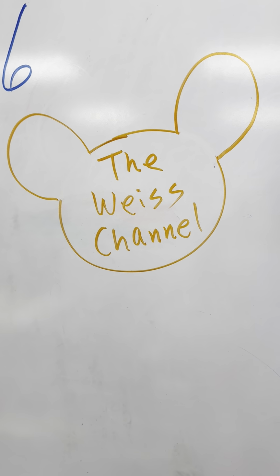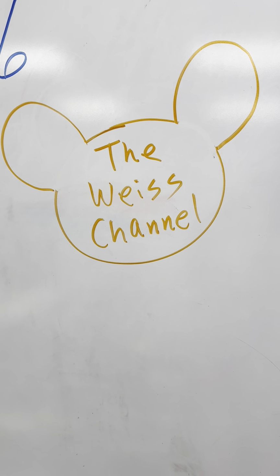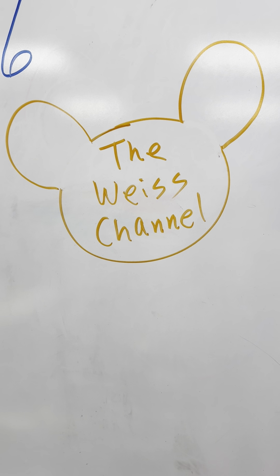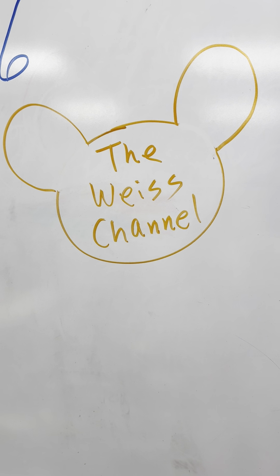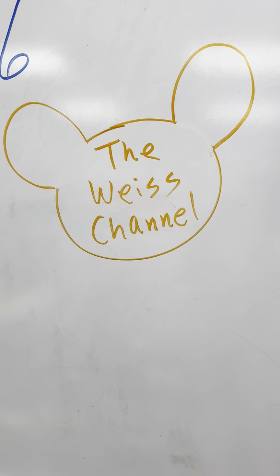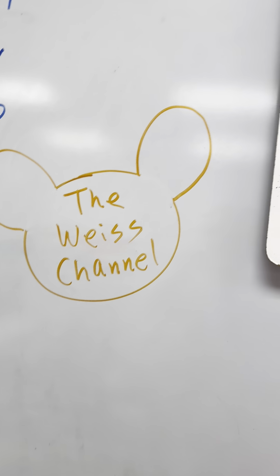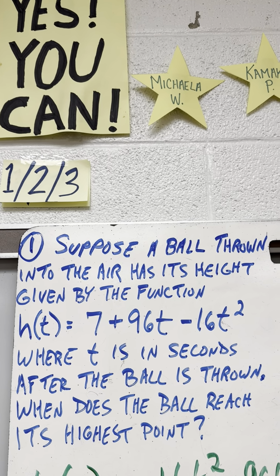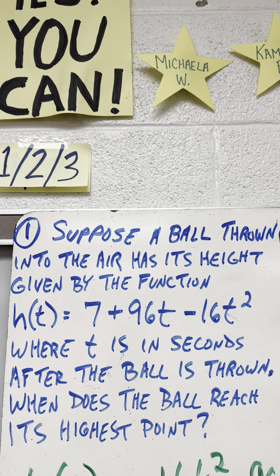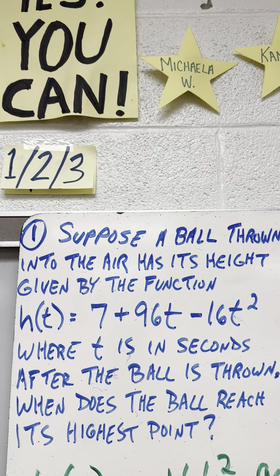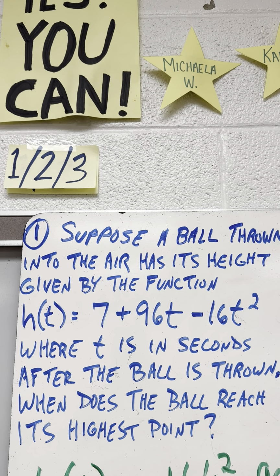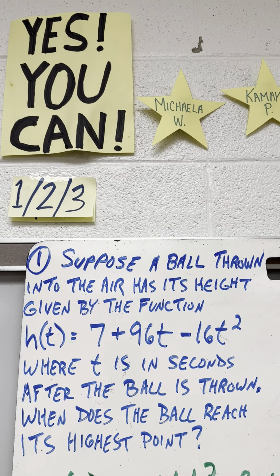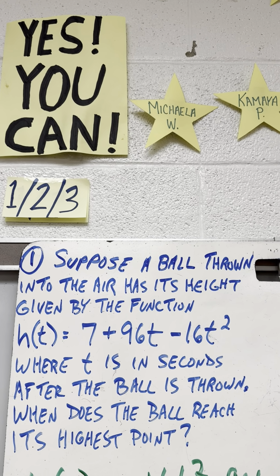Today I'm doing part 2 of the College of Southern Maryland math review for algebra, advanced algebra with trig class. Here we go. Suppose a ball thrown into the air has its height given by the function h of t equals 7 plus 96t minus 16t squared, where t is in seconds after the ball is thrown. When does the ball reach its highest point?